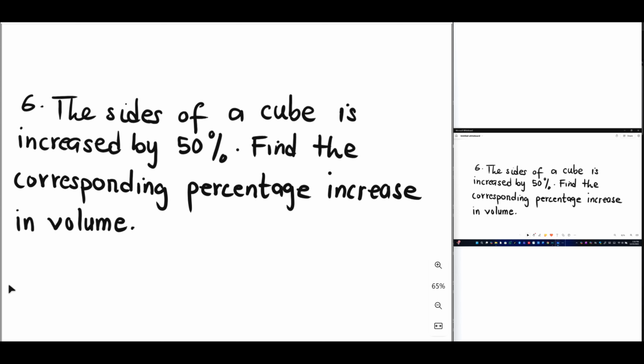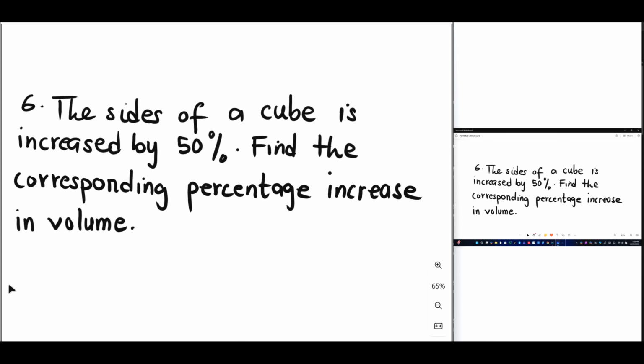And this is a set question under small changes. We have a cube whose side is increased by 50%. So that is the increment, that's the change that has occurred. And we have to find the corresponding percentage increase in the volume.